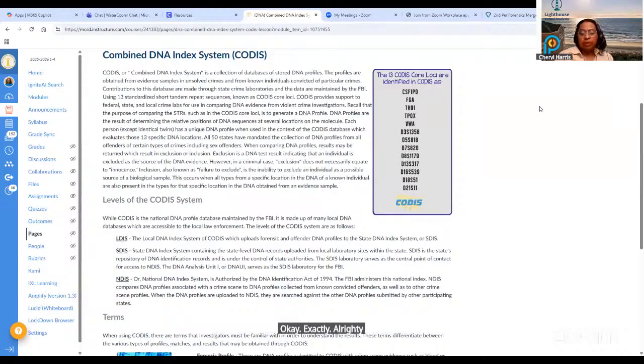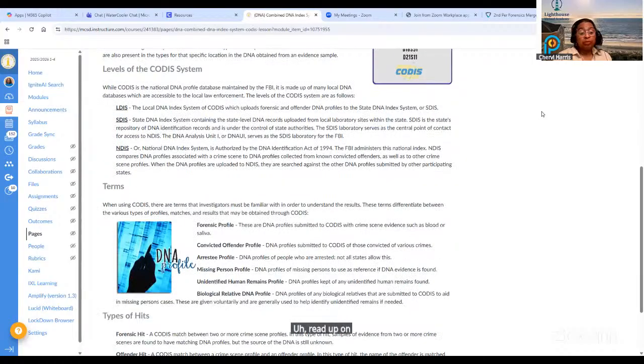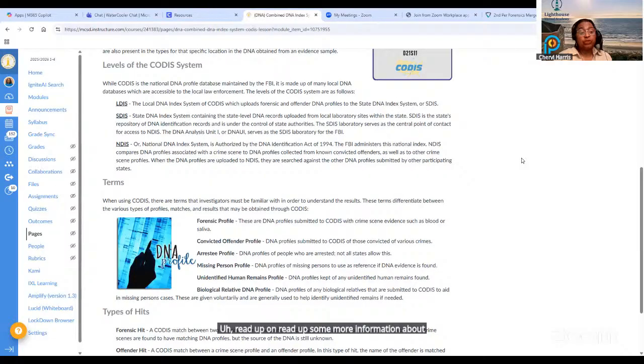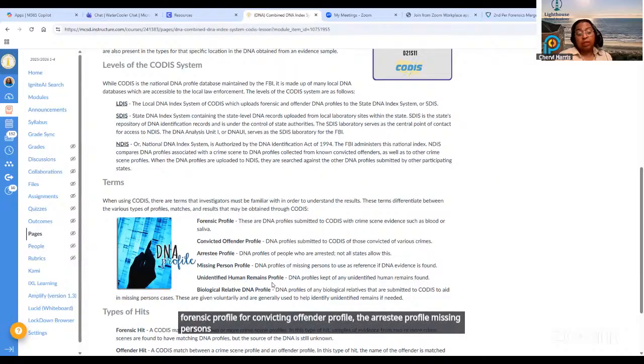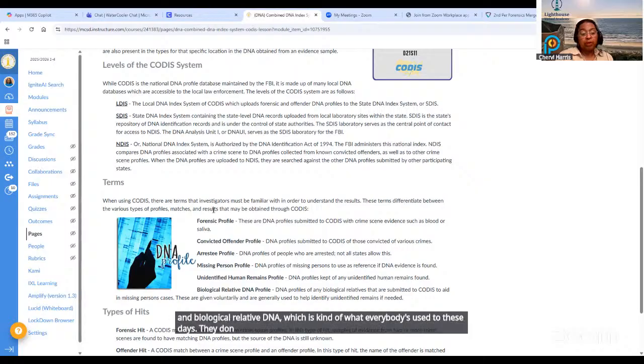Alrighty. So again, we got a few minutes left. Make sure you've turned in your profile DNA gizmo. Read up some more information about how CODIS is used in Canvas: for forensic profile, for convicted offender profile, the arrestee profile, missing persons profile, unidentified human remains profile, and biological relative DNA, which is kind of what everybody's used to these days. They don't think about forensics, but everybody's trying to do ancestry.com to find out who they're related to, where they came from.